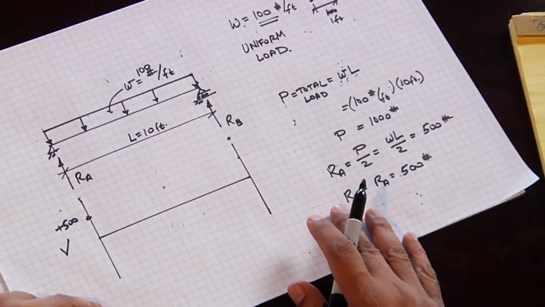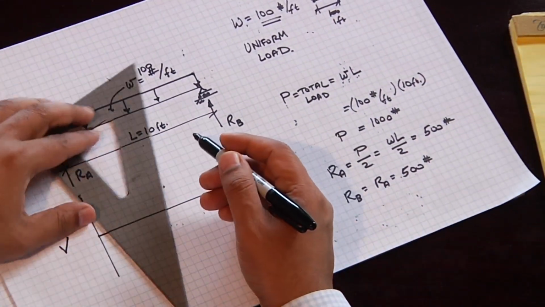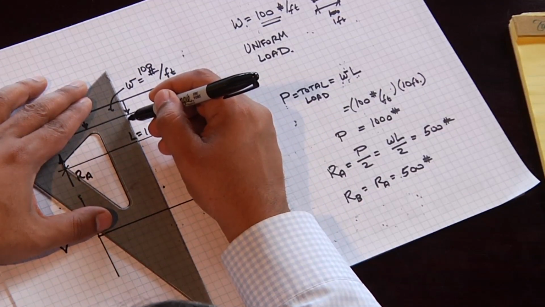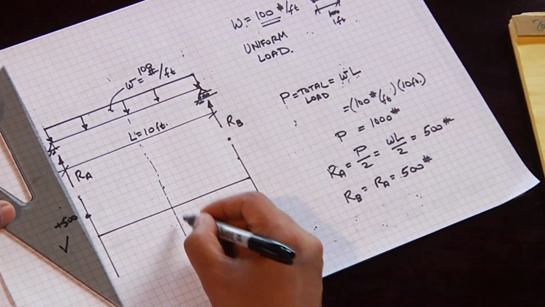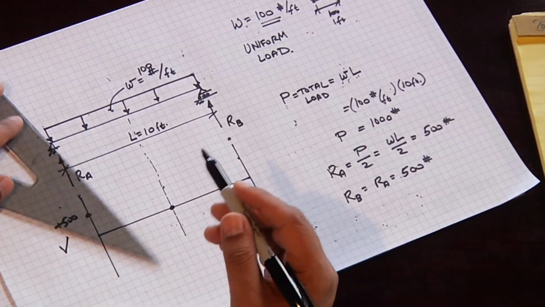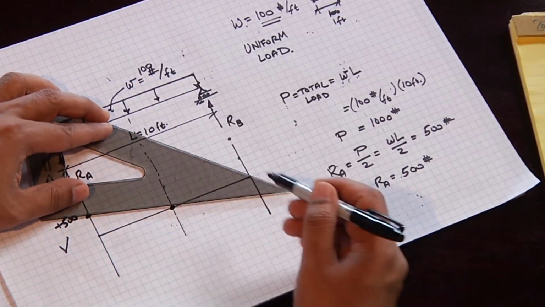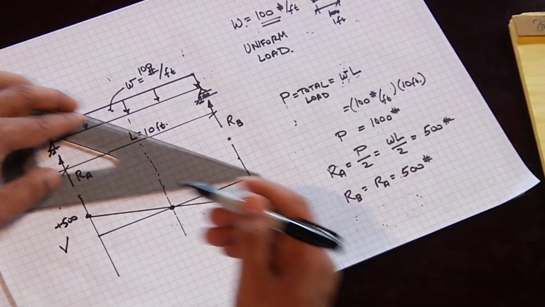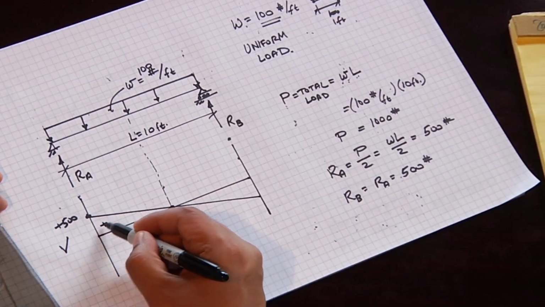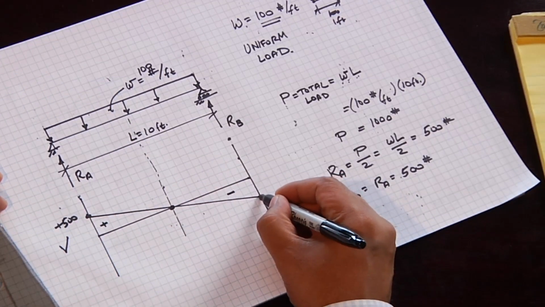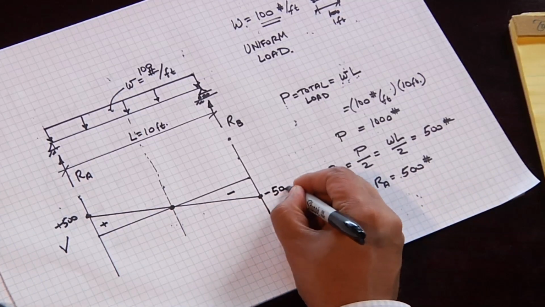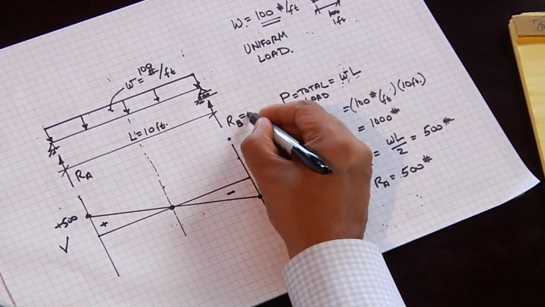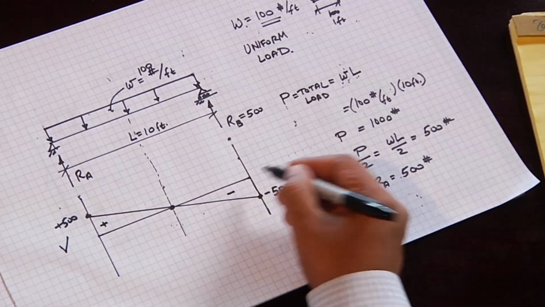So going back to our diagram, that tells us that at the mid span, here our shear is 0, and it's a straight line. So the shear diagram looks like that. This is positive shear, this is negative shear, and it ends up down here at minus 500. And the reaction here is plus 500, so it goes back up to 0.